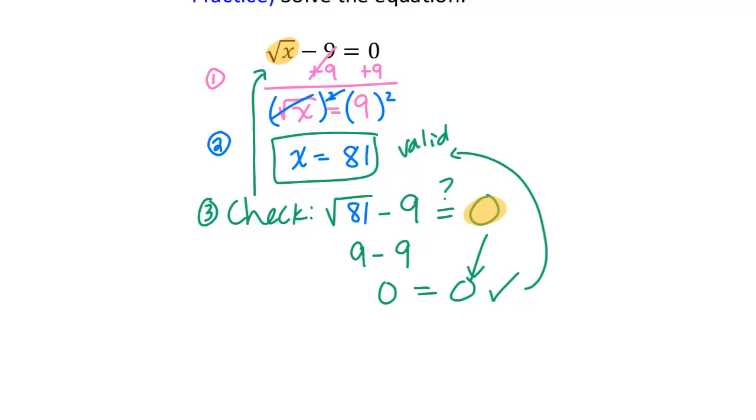All right, go ahead and check your work. I got 81. When you add 9 to both sides and square both sides, you get 81. Then go back and check it by plugging it in. We got the square root of x. X was 81, so the square root of 81 is 9. 9 minus 9 is 0, so 0 does equal 0, and it's a valid solution.